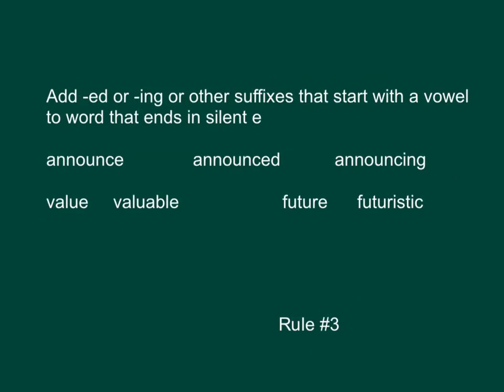Rule number 3, you add ed or ing or other suffixes that start with a vowel to a word that ends in a silent E. If we do, we drop that silent E and we add ed or ing. So announce becomes announced and announcing. Notice there's no E there. Same thing for value, for future, lots and lots of them. You can find 3 more when you do your exercises.